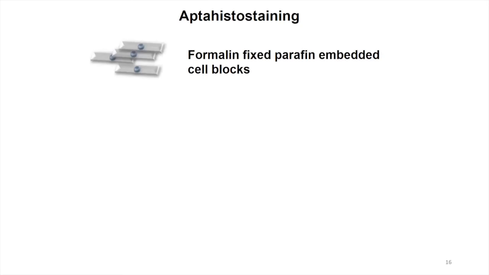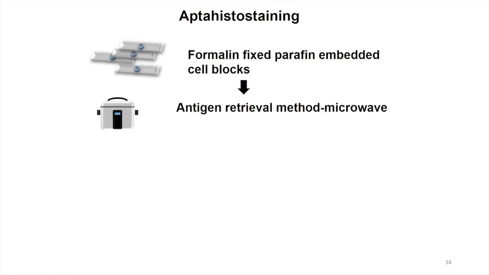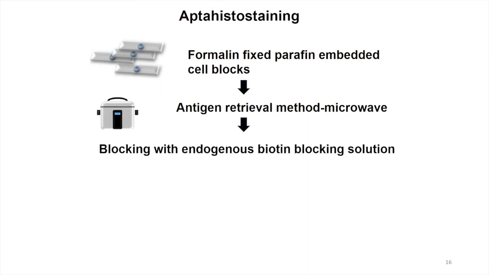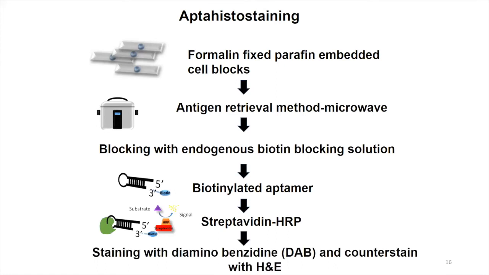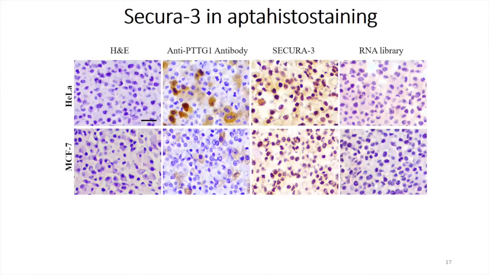So we have carried out a simple histostaining using cell blocks, whereby formalin-fixed paraffin-embedded cell blocks are made. Then these cell blocks are subjected to antigen retrieval using microwave, followed by the addition of the blocking buffer, the biotinylated aptamer, streptavidin-HRP, as well as staining with diaminobenzidine and counterstaining with H and E. And we are quite excited to observe this result, as it shows that our aptamer has a higher staining capacity as compared to the anti-PTTG1 monoclonal antibody.